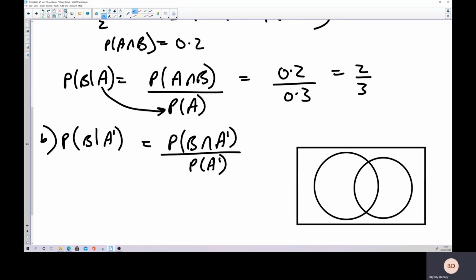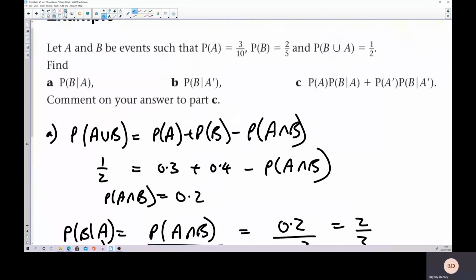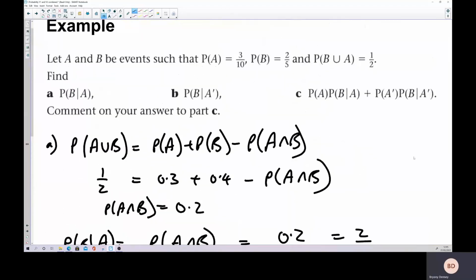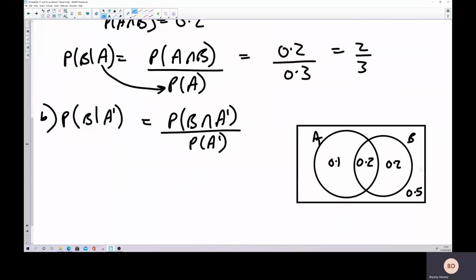Right, so we have the intersection, which is 0.2. And the probability of A is 0.3. So this bit here is going to be 0.1. Probability of B is 0.4, 4/5. So this is also 0.2. And in total, we get 0.5 for the outside bit. Okay, so the union is 0.5, which is correct.